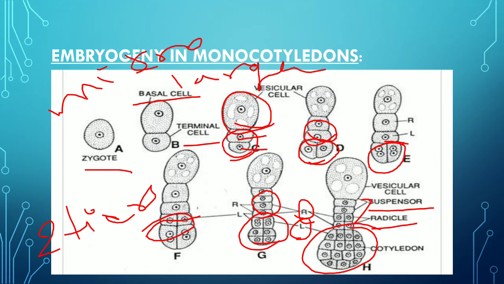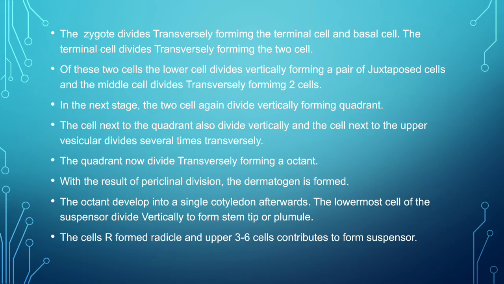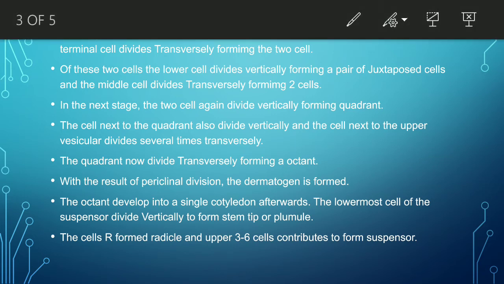Now, the written form of this process. The zygote divides transversely, forming the terminal cell and basal cell. The terminal cell divides transversely, forming two cells. Of these two cells, the lower cell divides vertically, forming a pair of juxtaposed cells, and the middle cell divides transversely, forming two cells. In the next stage, the two cells again divide vertically, forming quadrant.